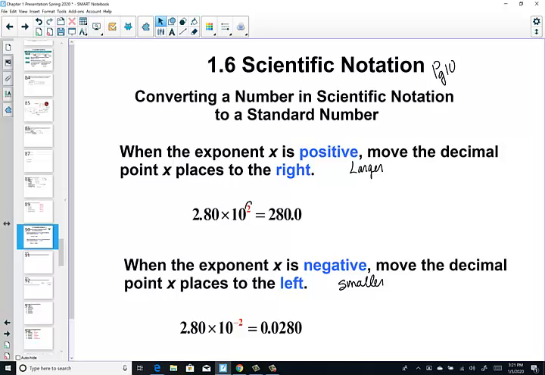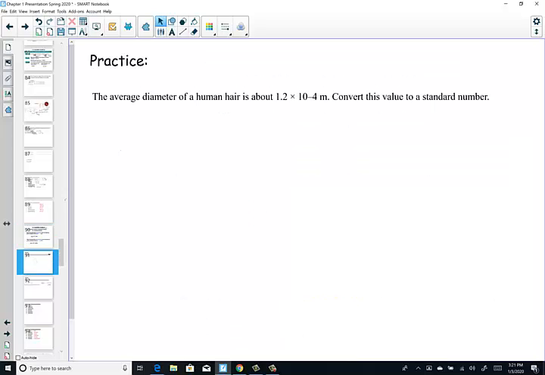2.80 times 10 raised to the 2 tells us to move the decimal point 2 spots to the right to make the number bigger. If I see an exponent raised to the negative 2, I'm going to move the decimal point 2 spots to the left to make the number smaller. Now let's try some of those.